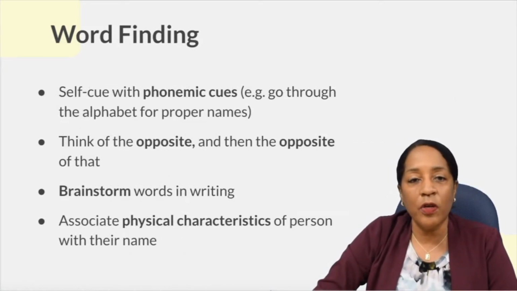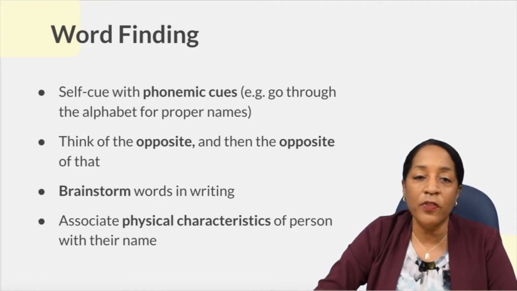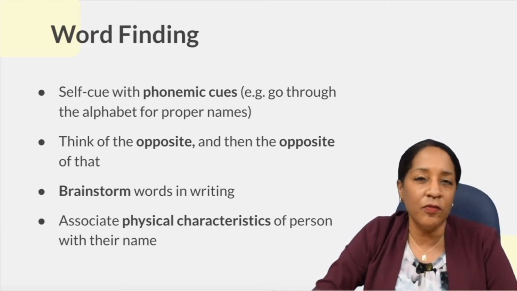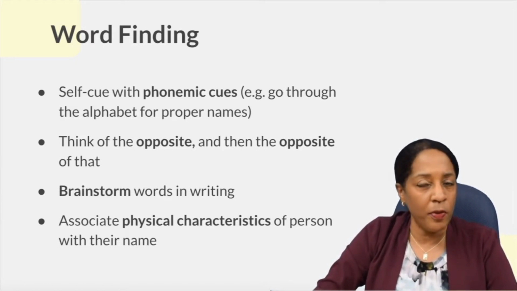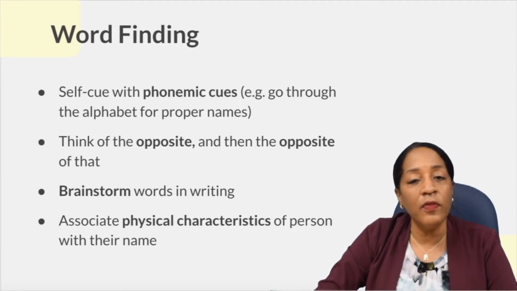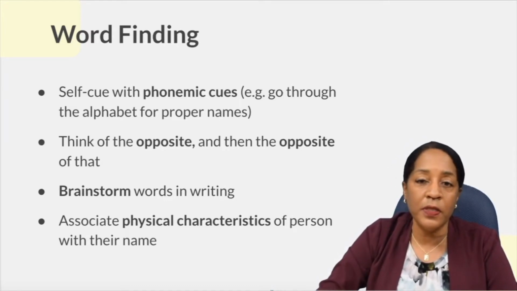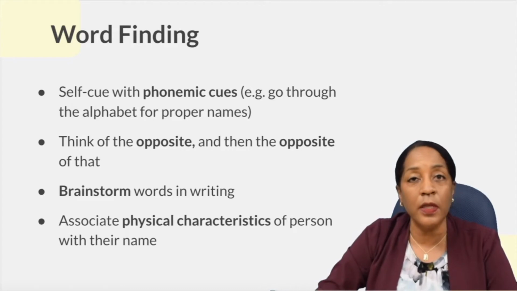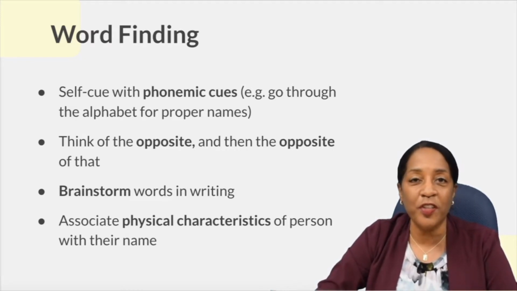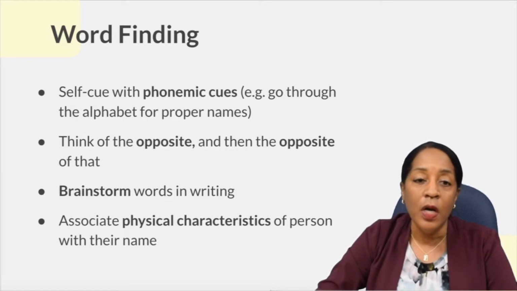In addition to that, in an area of word finding, a patient can self-cue with a phonemic cue, so they can go through the alphabet. This is more likely relevant if someone's thinking of a proper name of a person than just other types of words, so that's something important to remember. Also, they can think of the opposite of a word and then the opposite of that particular word. So it's like thinking of an antonym and then thinking of the opposite of that antonym to help get them back to the original word that they're trying to think of can be helpful.